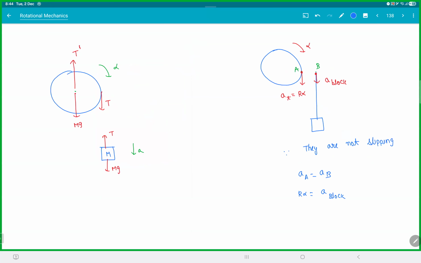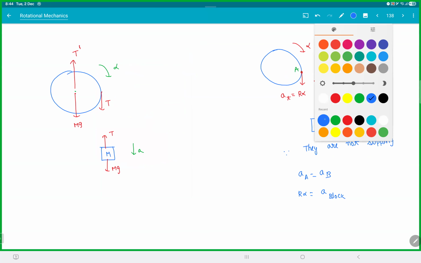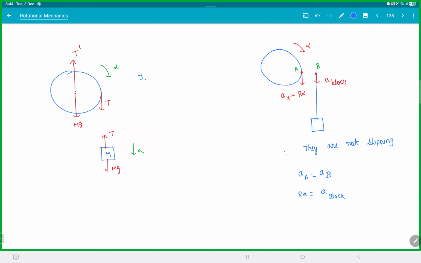Now for the pulley, there is no point in writing the force equation. So I can write directly the torque equation. I will write torque about the center. If you take torque about the center, T dash is 0, mg is 0, this will be T into R, that will be equal to I into alpha. For a solid cylinder, I about the center is mr square by 2. T is equal to mr alpha by 2. This is equation 1. Here mg minus T is equal to ma. This is equation 2 and this is equation 3.